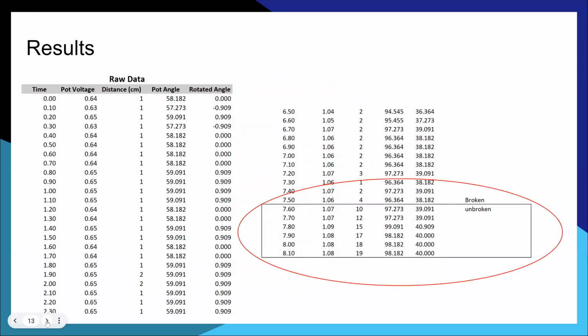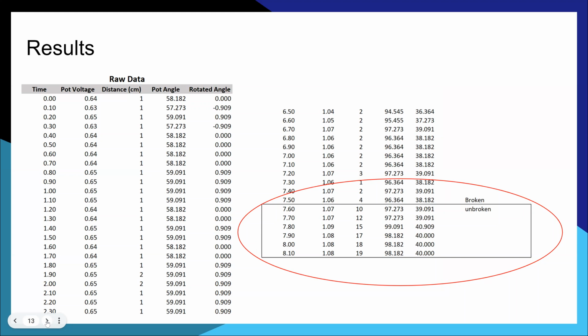After gathering the data from the block sliding down the ramp, we put it in an Excel file where we were able to interpolate it. Starting from the beginning, as you can see at a time of 0, we had a potentiometer voltage of 0.64 volts, which translated to a potentiometer angle starting at approximately 58 degrees of rotation. Using that angle, we were able to calibrate it to an angle of 0 to be used further down in our data process.